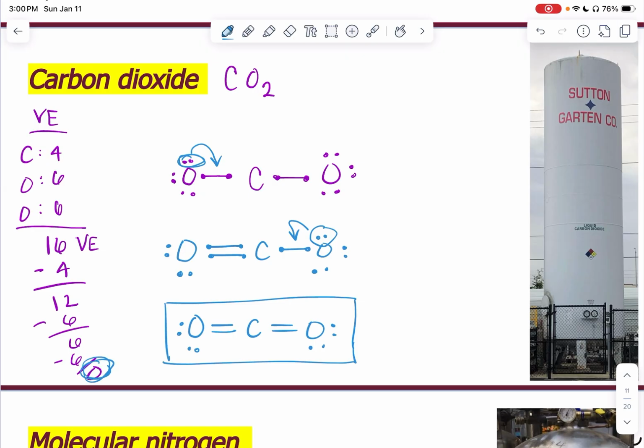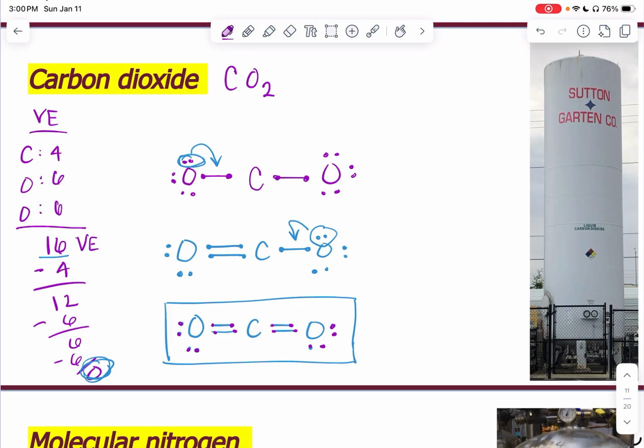So I think it's good to go back and check: do I have 16 electrons? All right, let's count those. I'll count them in purple. 1, 2, 3, 4, 5, 6, 7, 8, 9, 10, 11, 12, 13, 14, 15, 16. Okay, yep, I have 16.